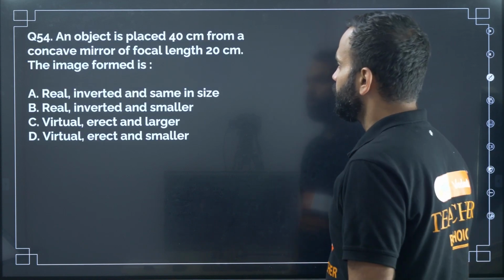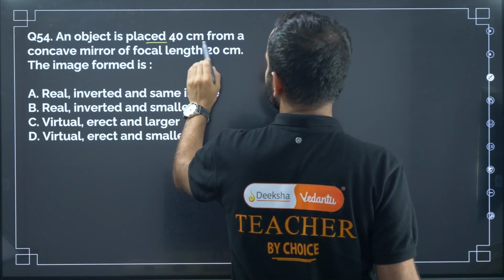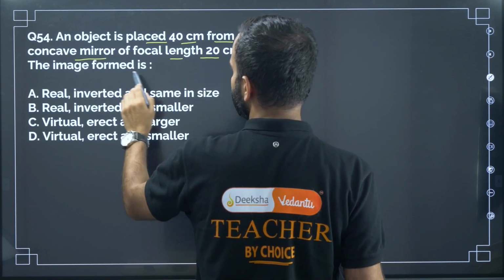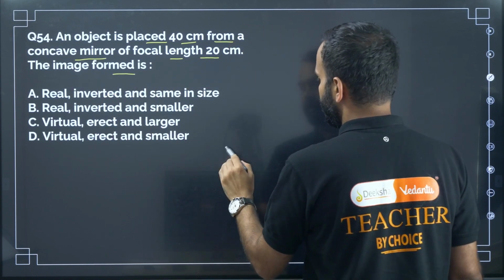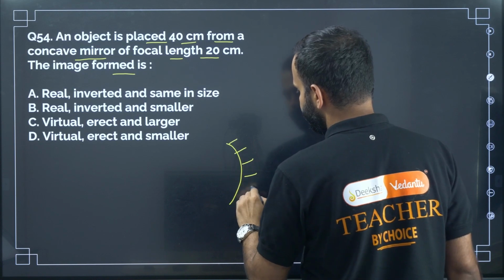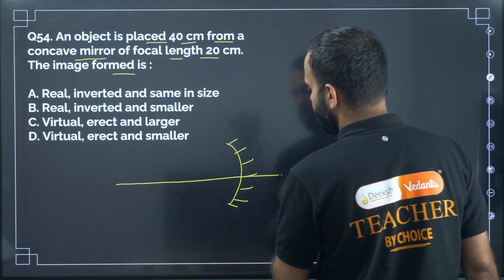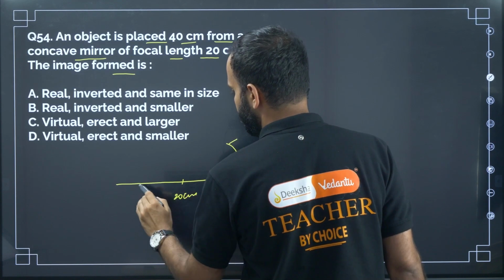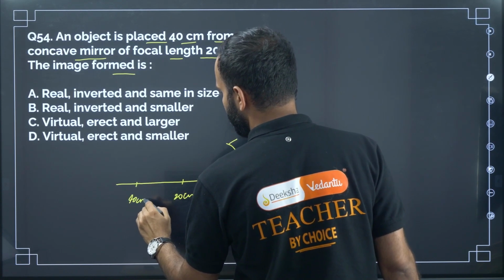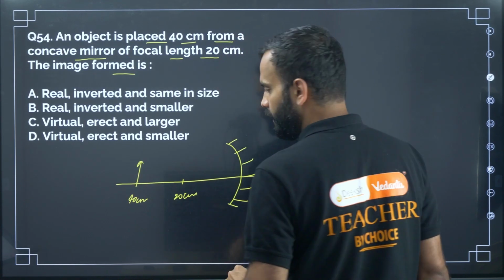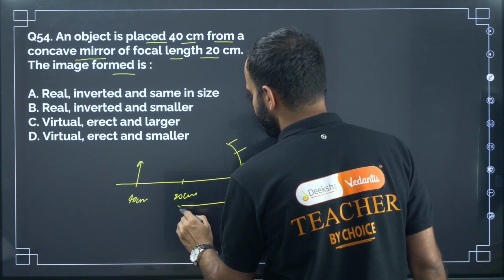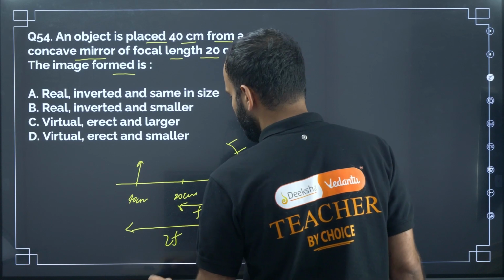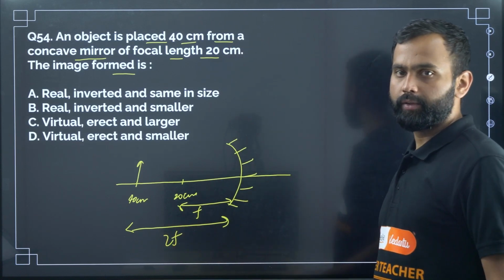Question number 54. An object is placed 40 centimeter from a concave mirror of focal length 20 centimeter. The image formed is. Okay, so this is the concave mirror. Focal length of the concave mirror is 20 centimeter, and the object is placed at 40 centimeter from the mirror. So this is F, this will be 2F. So the object distance is 2F.